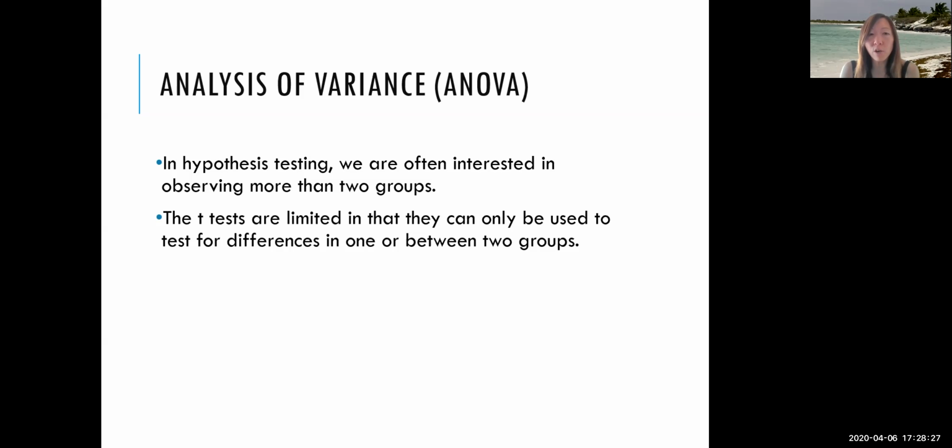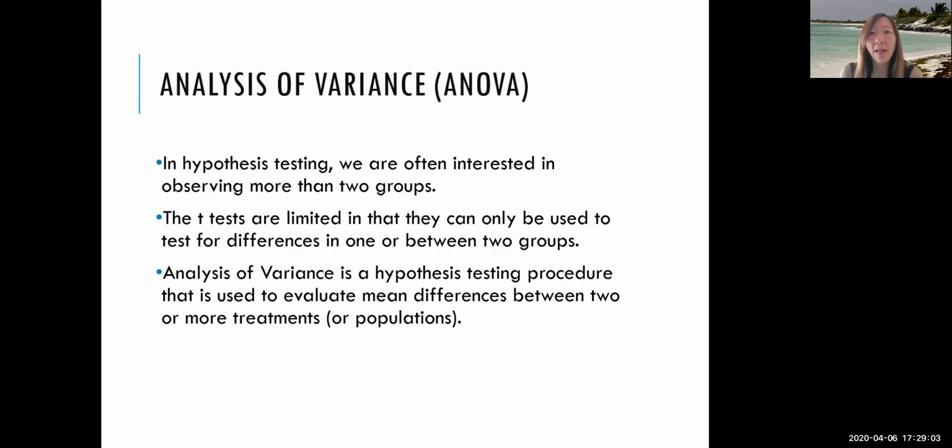So we use ANOVA. The t-tests are limited. The independent t-tests, the 2 sample t-tests, and the 1 sample t-test are limited in that they can only be used to test for differences in one or between 2 groups. So right, the sample mean minus the mu difference, and then the sample mean minus the sample mean of the other group, those differences. So that's what the t-tests are. But the ANOVA gives us a little more sophisticated approach and a deeper look into our data.